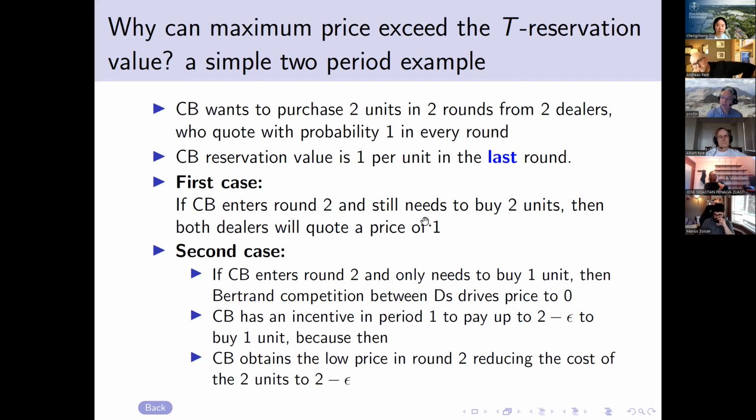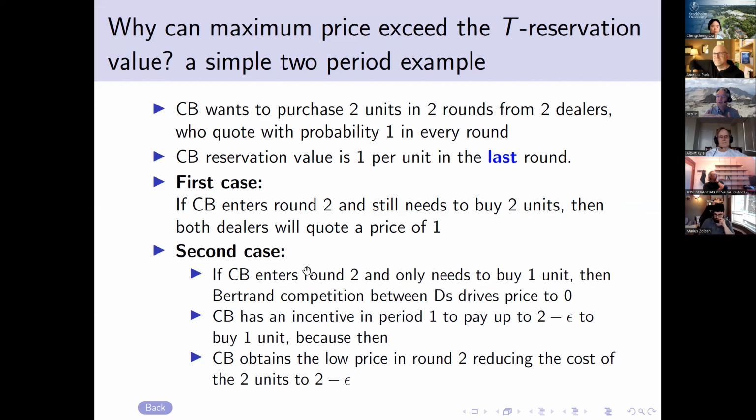So now you go to a period before. At the period before, you need to buy these 2 units over the next 2 rounds. You go to the dealers. How much are you willing to pay for 1 unit from the dealer? Well, you're willing to pay up to 2 minus epsilon to get 1 bond, because in the next round you will enter needing to buy only 1 unit from 2 dealers who quote with probability 1. That means the dealers in the second round are facing Bertrand competition and will charge you 0. So you're going to get the second unit in the next round at the price of 0, and therefore you're willing to pay more today than your last period reservation value, if you understand the intuition.